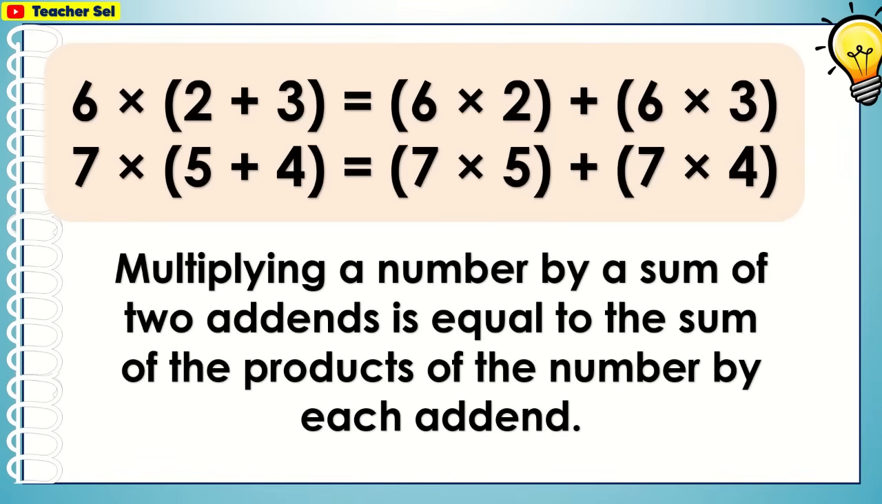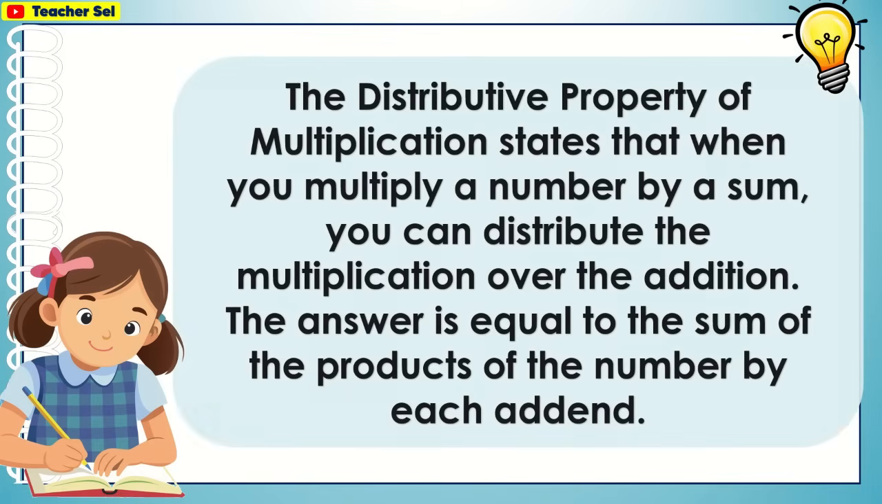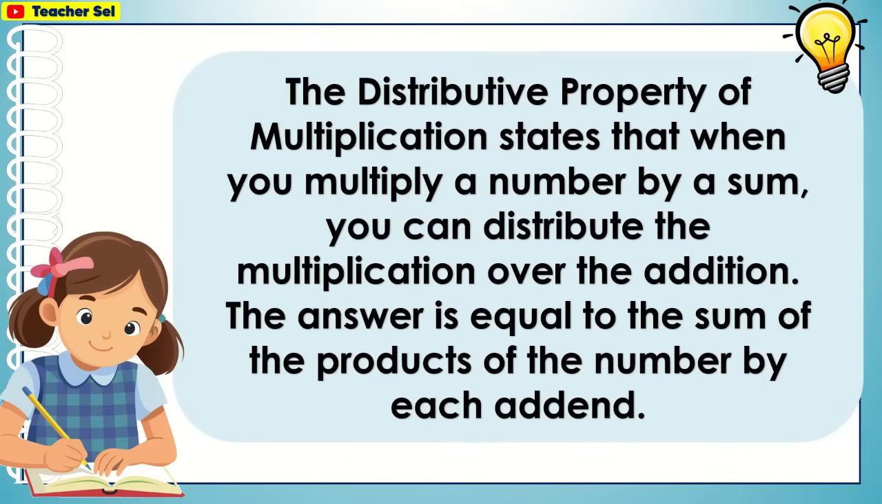Multiplying a number by a sum of 2 addends is equal to the sum of the products of the number by each addend. This property is called the distributive property of multiplication. The distributive property of multiplication states that when you multiply a number by a sum, you can distribute the multiplication over the addition. The answer is equal to the sum of the products of the number by each addend.